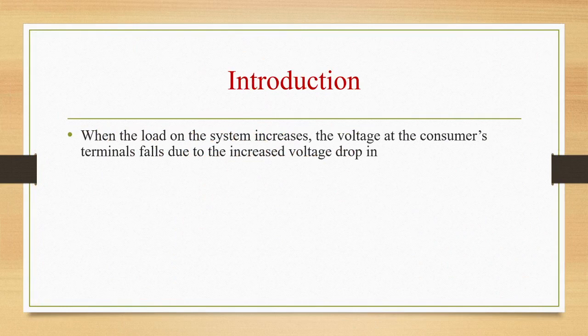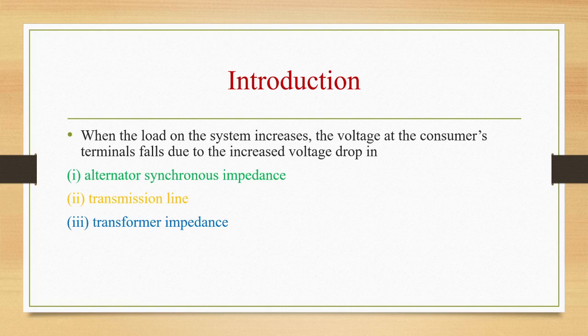When the load on the system increases, voltage at the consumer's terminals will fall due to increased voltage drop in the following: alternator synchronous impedance, transmission line, transformer impedance, feeders and distributors. So whenever load on the system increases, or it can be decreased, the voltage has to remain constant. Only plus or minus 6% of voltage variation is allowed.